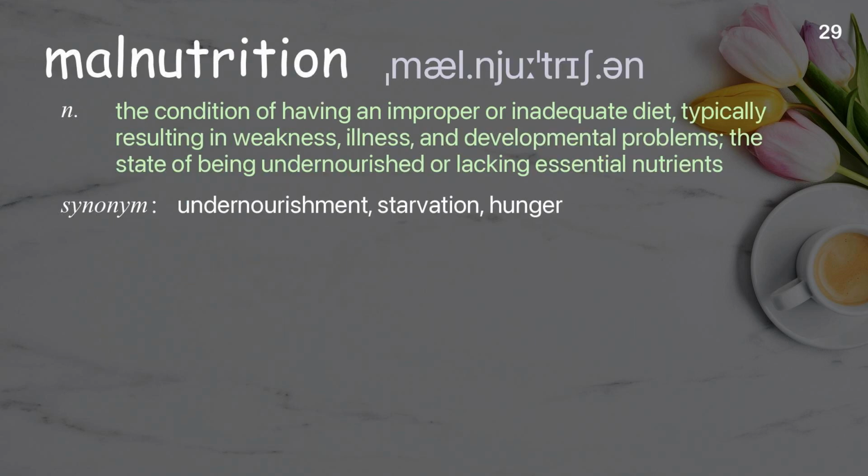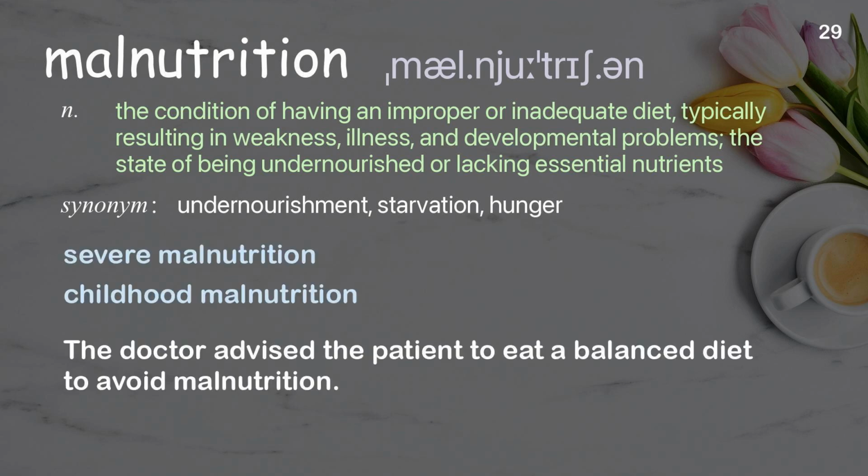Malnutrition. The condition of having an improper or inadequate diet, typically resulting in weakness, illness, and developmental problems, the state of being undernourished or lacking essential nutrients. Examples: Severe malnutrition. Childhood malnutrition. The doctor advised the patient to eat a balanced diet to avoid malnutrition.